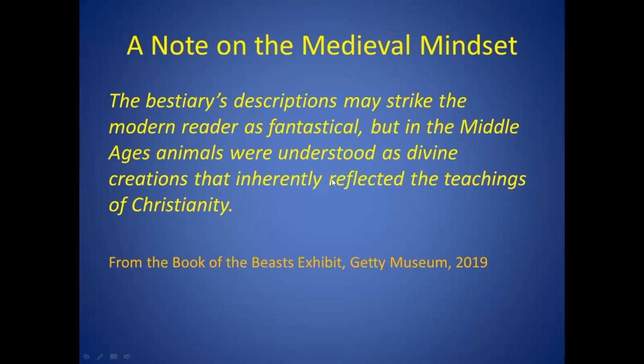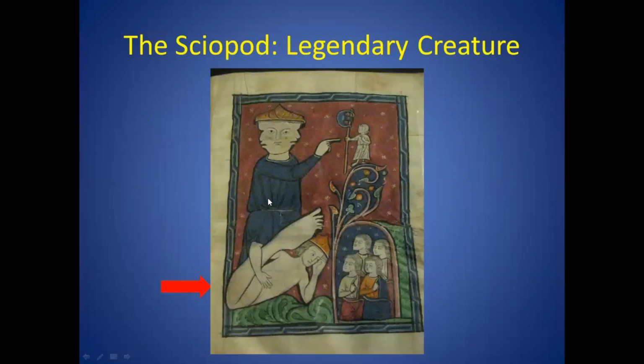And I'm going to mention one thing here before I get into talking a little bit more about the Sciopode. This comes from an exhibit at the Getty Museum, one of the notes on a placard there, and I thought it was really helpful. The bestiary's descriptions may strike the modern reader as fantastical. That's an understatement. But in the Middle Ages, animals were understood as divine creations that inherently reflected the teachings of Christianity. And so did some of the other legendary creatures. Unicorns, for instance, phoenix, all had Christian connotations, at least in the interpretations. But what the heck was a Sciopode doing there? Well, a Sciopode was thought to be a human-like creature who had just one leg.